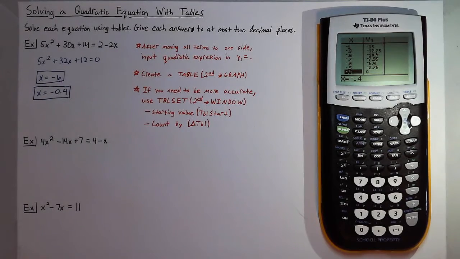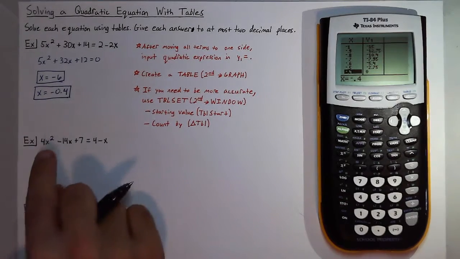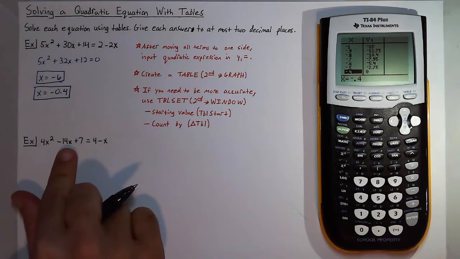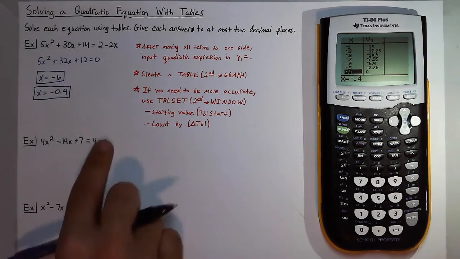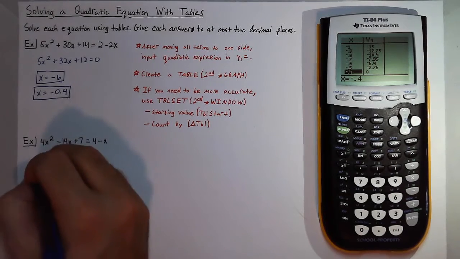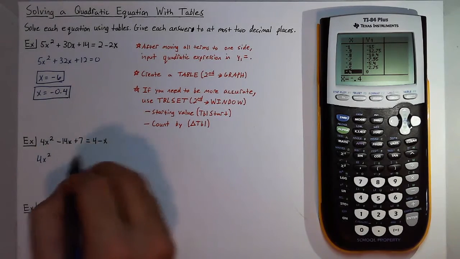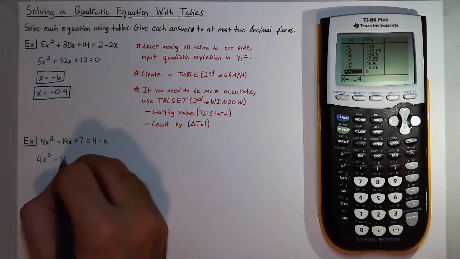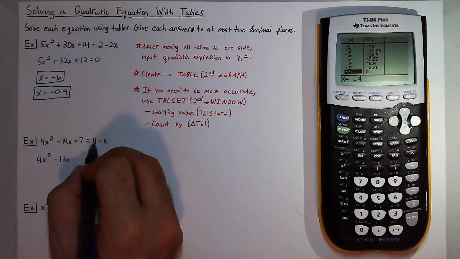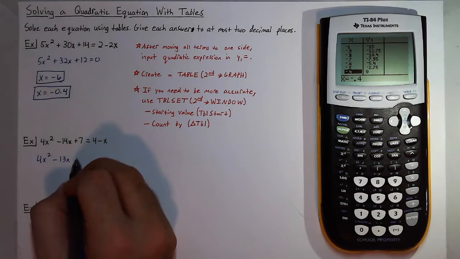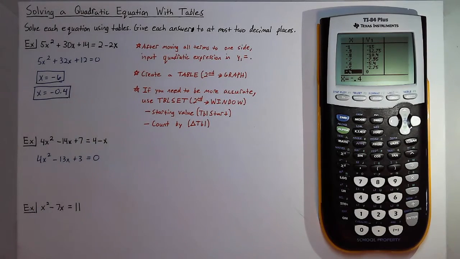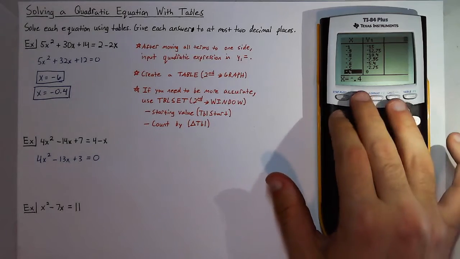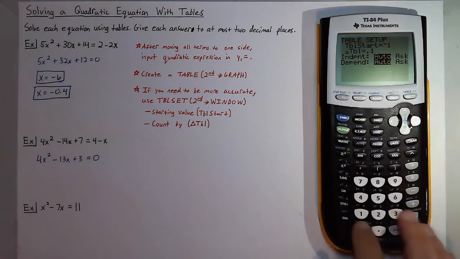Now let's try another example. So I see here I have 4x squared minus 14x plus 7 is equal to 4 minus x. So I want to move everything to one side of my equation. So now I have 4x squared minus 13x, then minus 4 gives me plus 3 equals 0. And I'm going to reset my table back to 0 and count by 1.